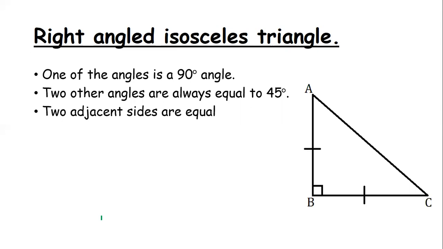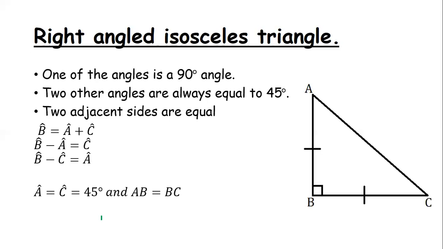Remember, right-angled, one of the angles is 90 degrees. Isosceles triangle, two sides are equal and two angles are equal. Right, so in this case, we can say the angle B will be equal to angle A plus angle C. And also angle B minus angle A will be equal to angle C. The same, also angle B minus angle C will be equal to angle A. This is for a right-angled isosceles triangle. And also angle A will be equal to angle C, both equal to 45 degrees, and side AB is equal to side BC. That is for a right-angled isosceles triangle.